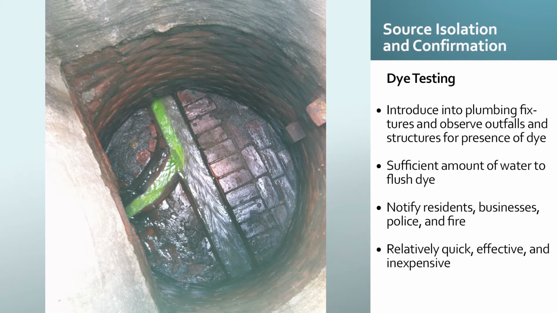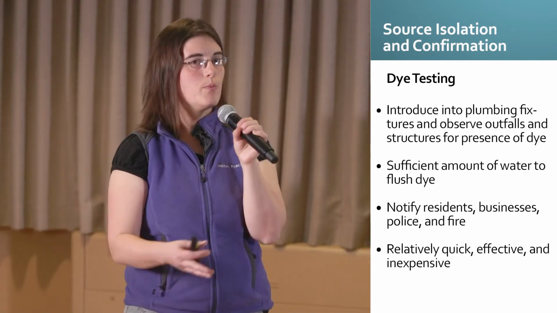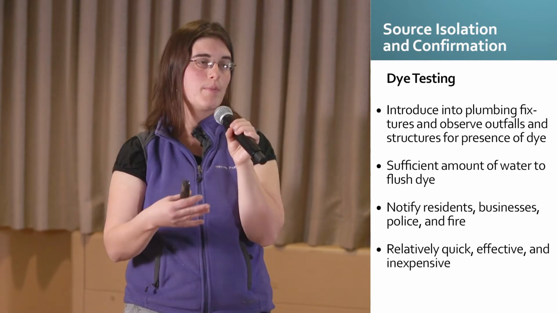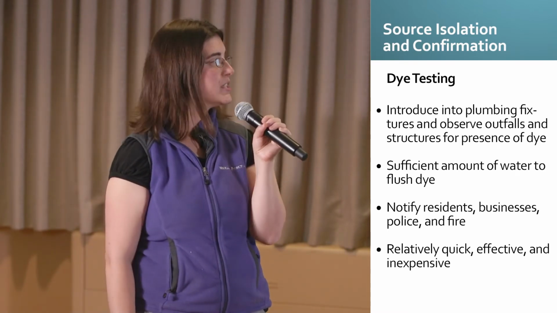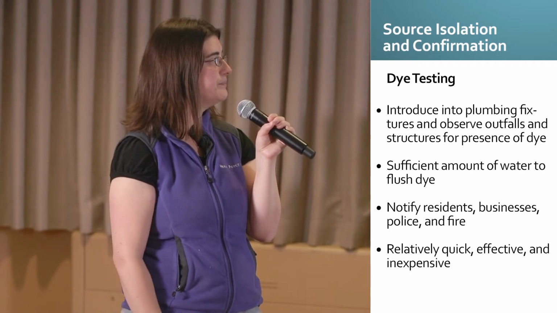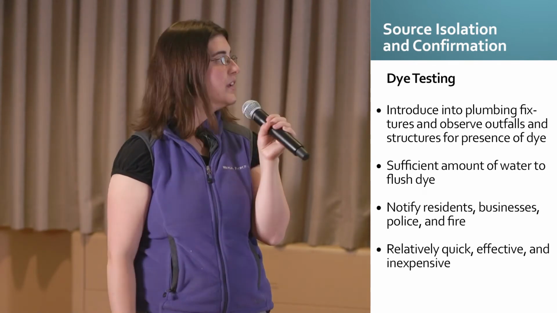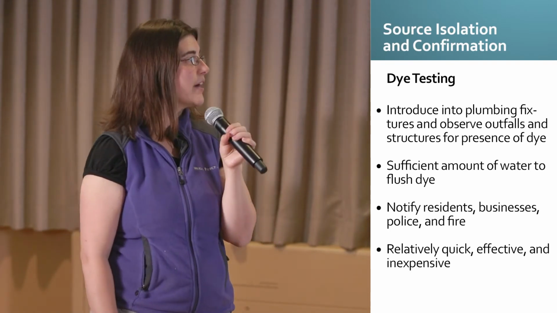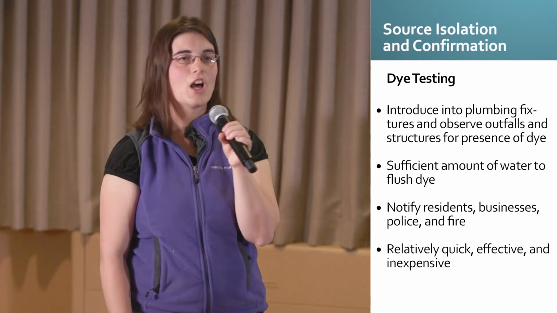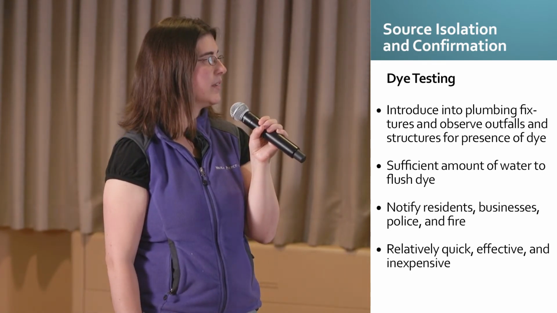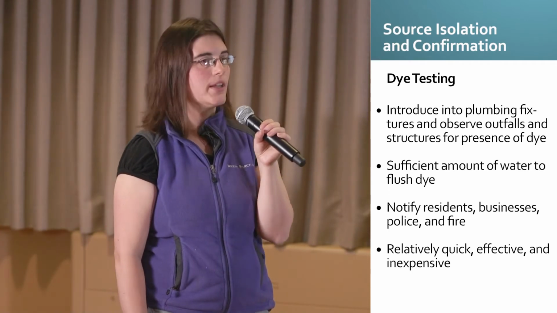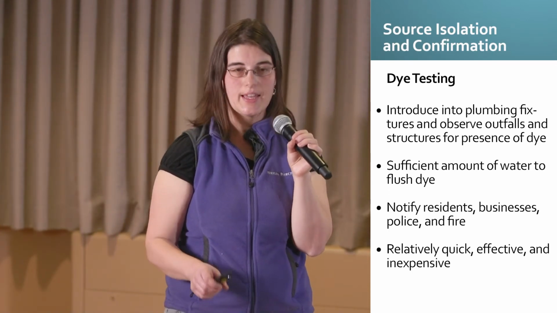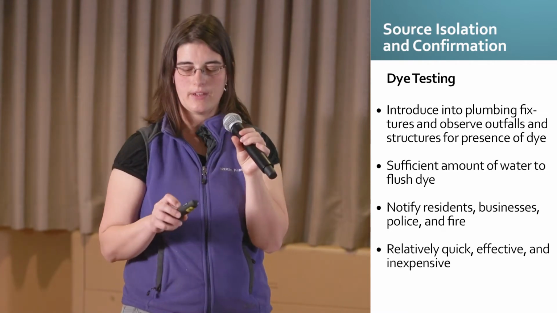So dye testing, you introduce dye into the plumbing fixtures. Look for the dye coming out at the outfall. You're looking for the presence of the dye. You might do this on either sewer or storm drain. They both can be dye tested and help you gather information about the system and how they're connected. You need sufficient amounts of water to flush the dye, and you also should notify residents and businesses, fire and police, so they're not alarmed when they see bright color dye in a water body. Dye testing is relatively quick, effective, and inexpensive, especially if you have a suspected area that you're testing.